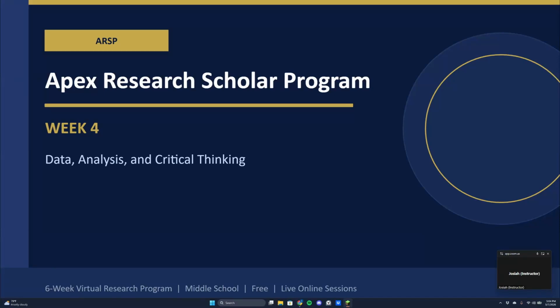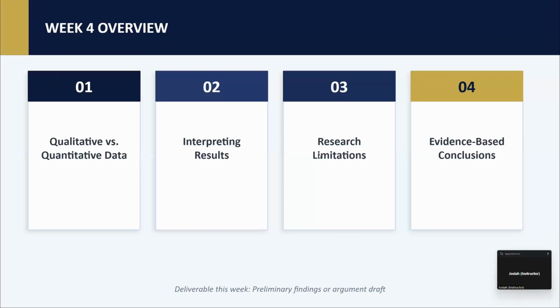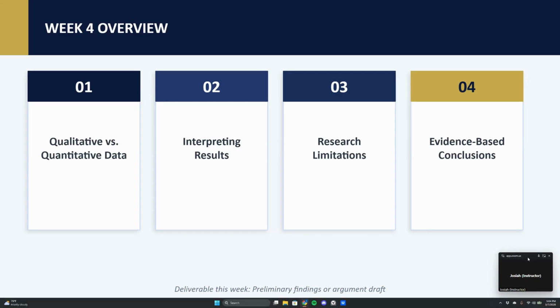So Apex Research Scholar Program, week 4. And this week we're going to be talking about data analysis and critical thinking. So week 4 overview. The first thing we're going to be doing this week is talking about qualitative versus quantitative data. And then number 2, interpreting results. And then number 3, research limitations. And then number 4, evidence-based conclusions.